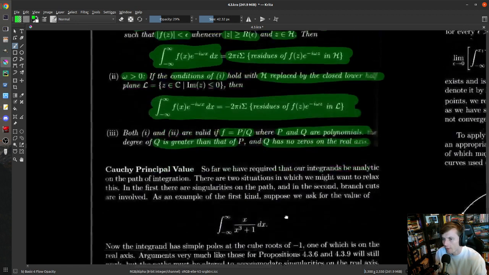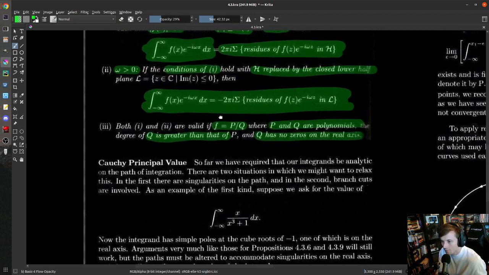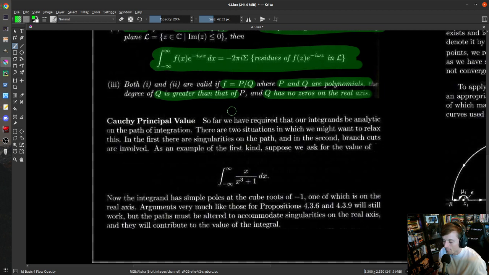So far, notice I really stressed that we always have to have our singularities not be on the real axis, because that's where we're trying to integrate across. Now, sometimes we will want to get rid of this requirement, and in this case, it warrants discussing the so-called Cauchy principal value.